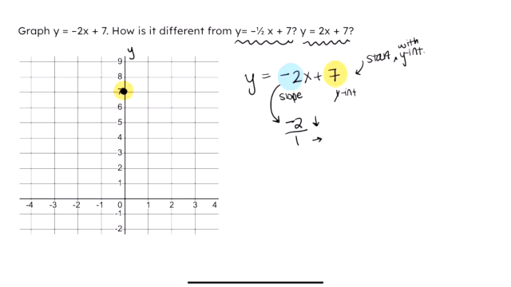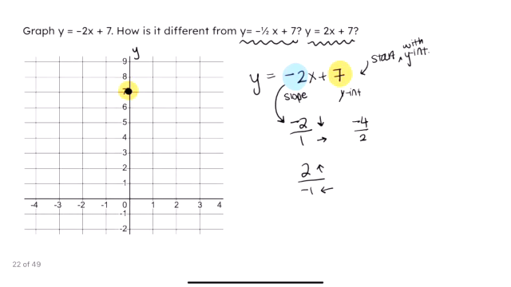There's other ways to represent that though. For example, you could also go up by 2 and left by 1, and that would actually represent the same slope. If you want, you could even choose bigger numbers. -4 over 2 is going to be the same as -2. It's the same ratio. So then you could go down by 4 and right by 2.